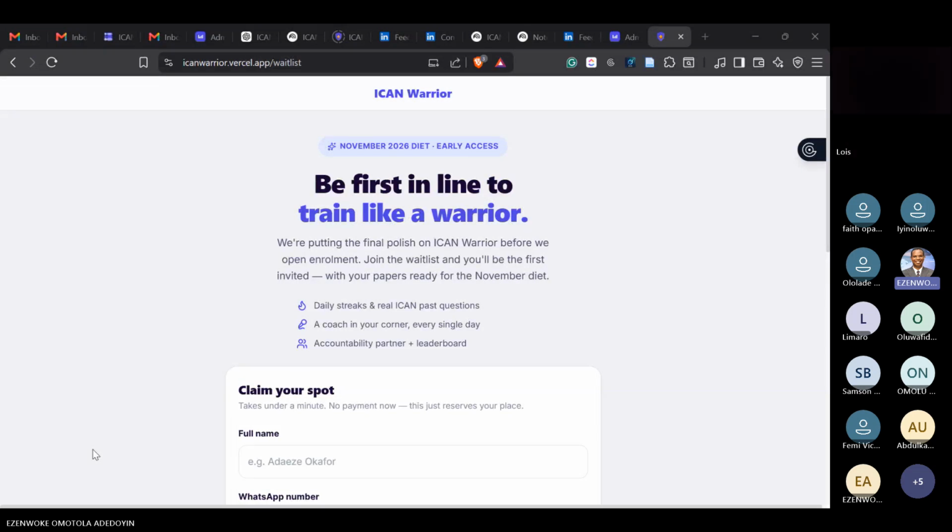So we try to use a lot of war metaphor because we believe this is war. So it's an ICAN warrior app. You have daily missions, you're going to battle. You have the war room. The war room is where the coach is giving you fire drills and fire instructions and ensuring everybody's standing strong on what they're supposed to do, and you keep doing that as you get towards the exam.